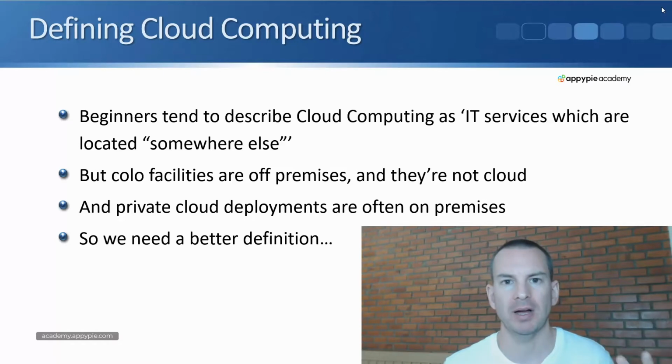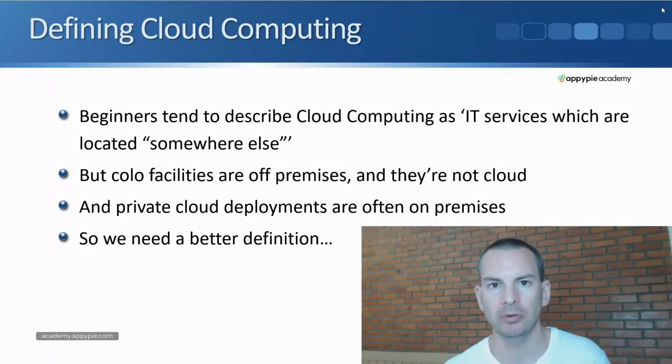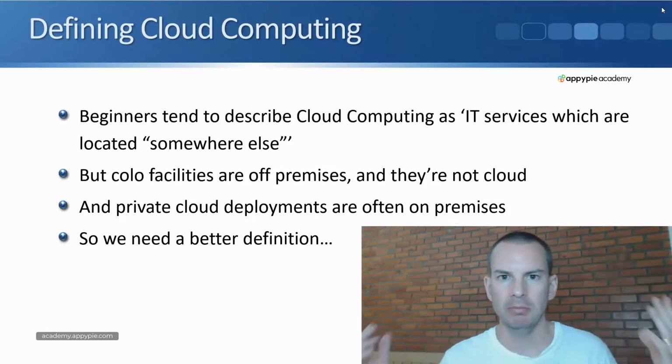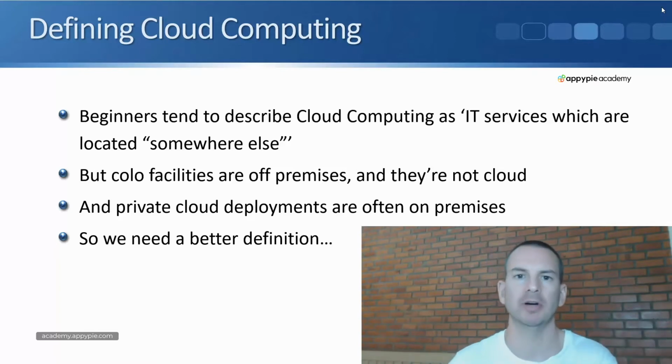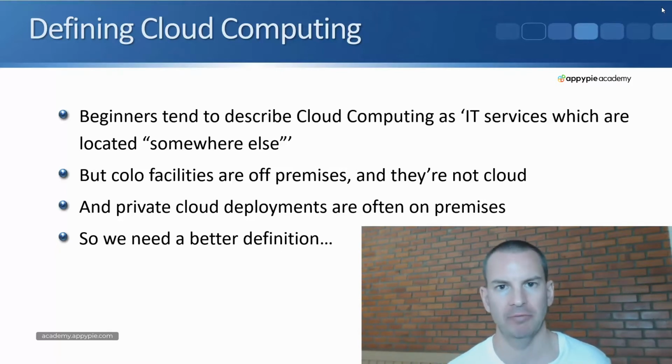Now, if you ask the average man on the street to define cloud computing, they'll probably tell you that it means where IT services are located in the cloud, meaning out there somewhere, not on premises. But our colo facilities are off premises and they're not cloud, and private cloud deployments that we'll talk about later are often on premises. So we can't describe cloud computing by saying that it's where the IT services are located out in the cloud or off premises. That's not a correct definition.